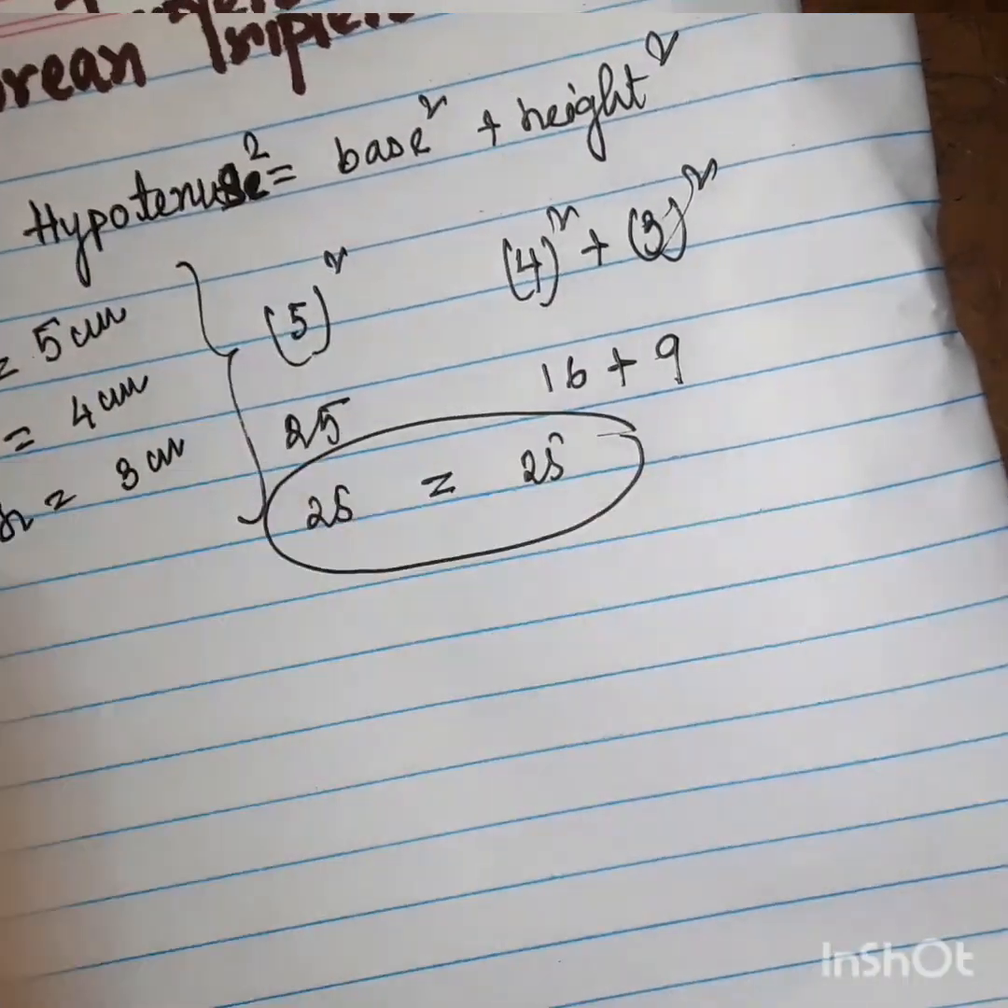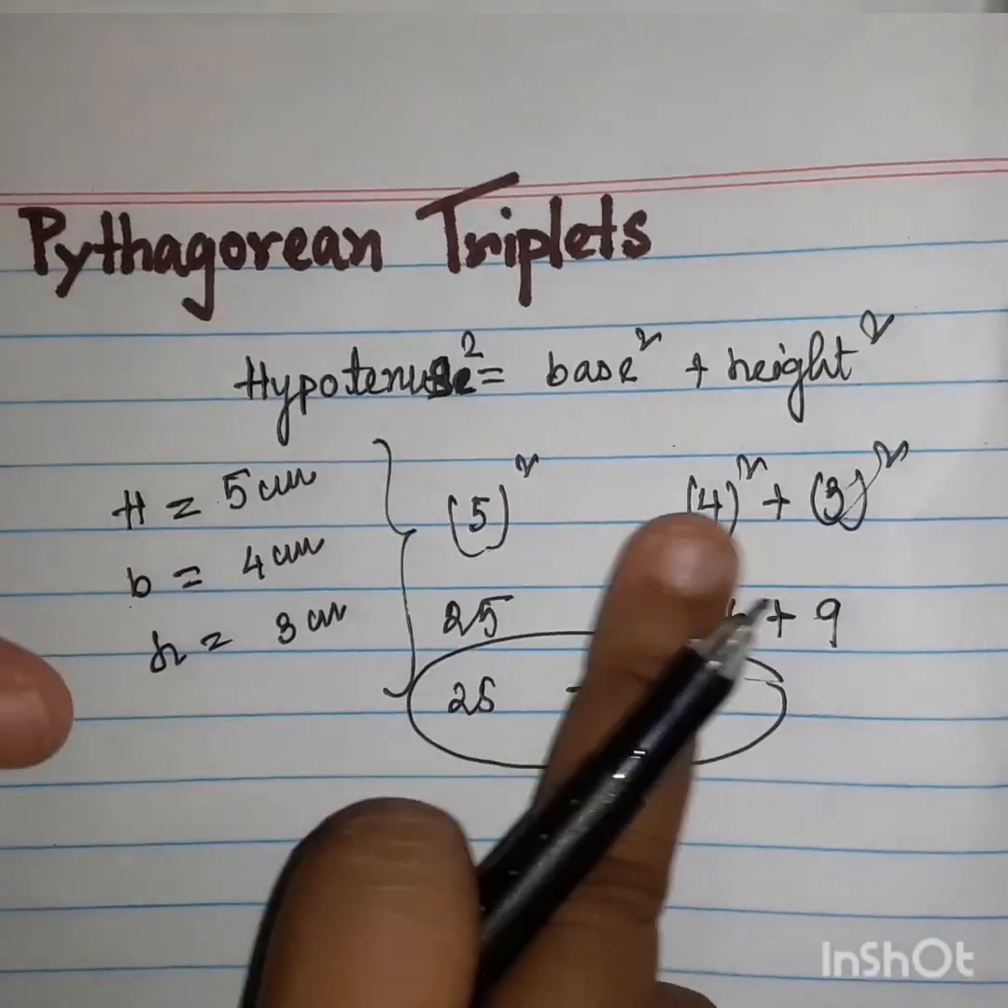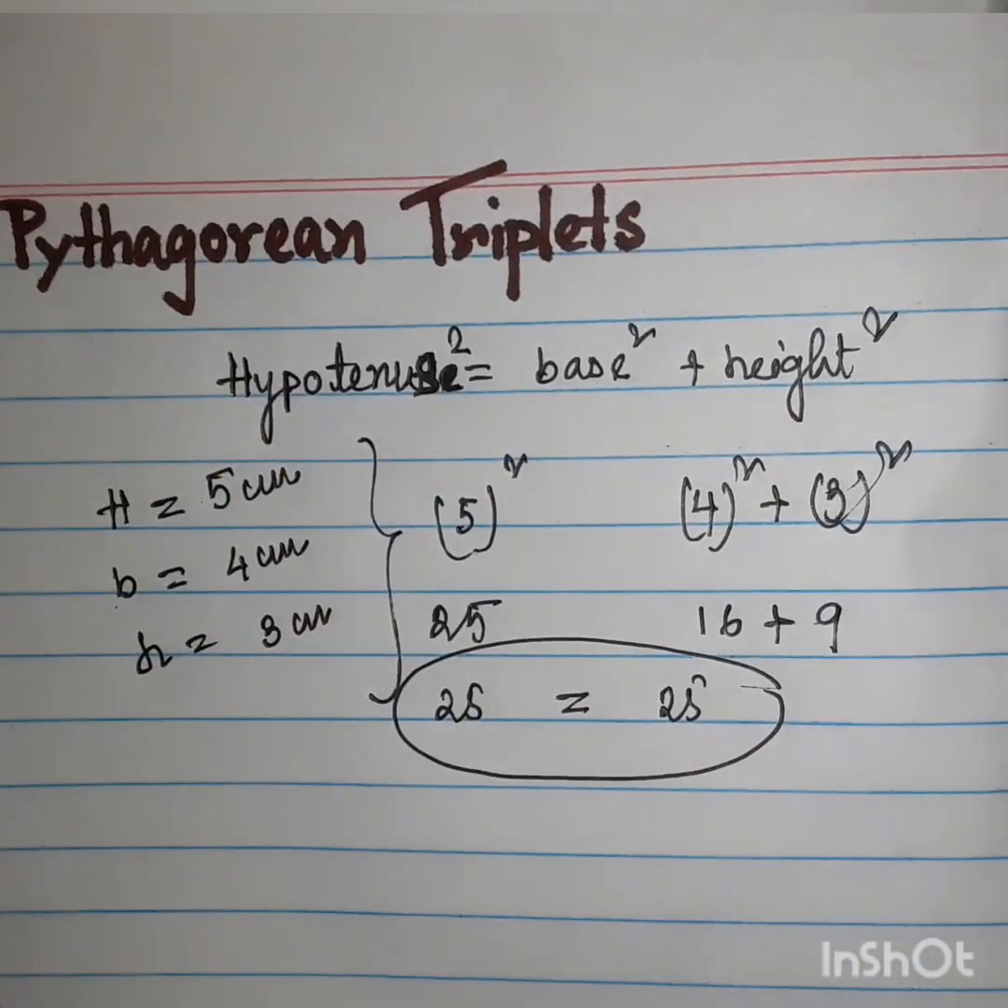Then these three numbers will be called the Pythagorean triplet. Okay, only these three numbers can be called Pythagorean triplet.